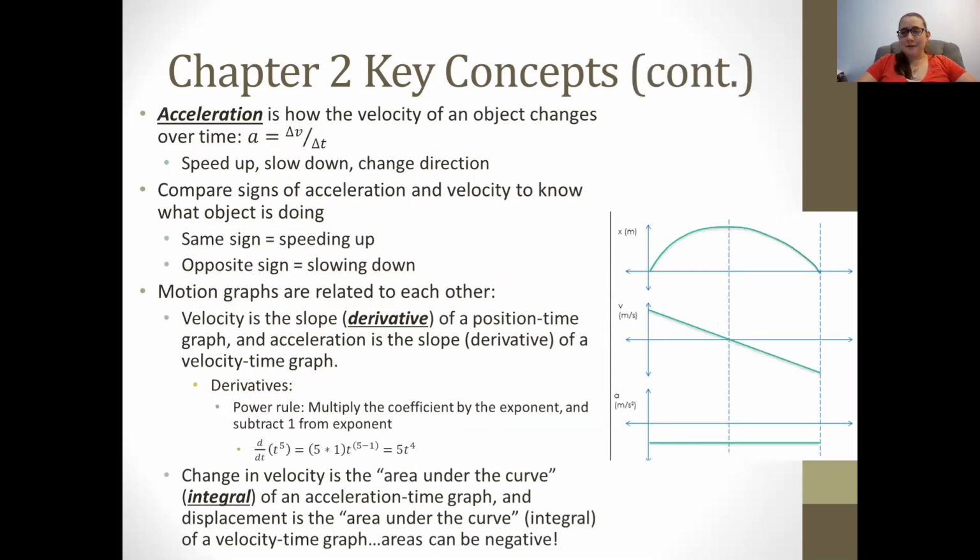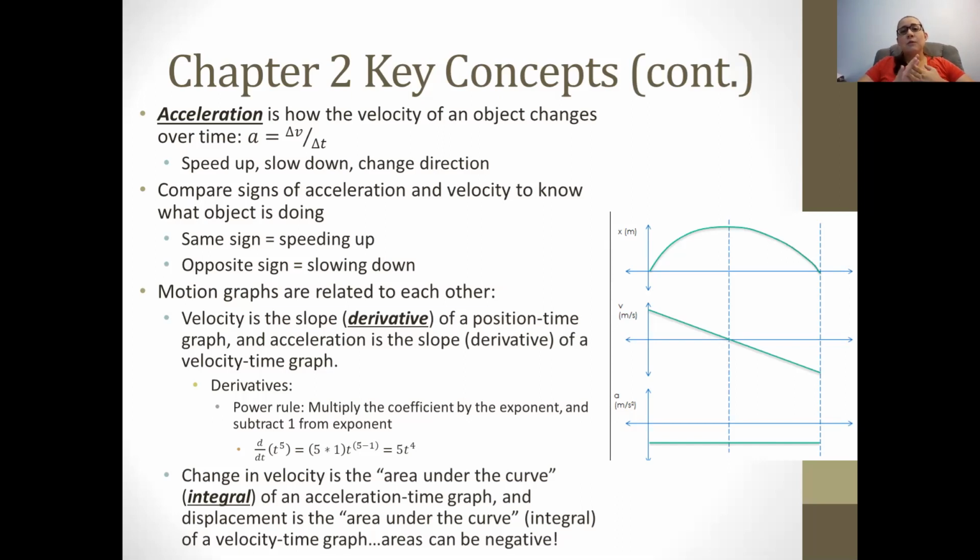So here, this stack of graphs that we saw in probably the end of week 1, week 2, this is our visual representation of motion, right? So position, velocity, and acceleration are all related to each other mathematically and graphically. Acceleration tells us how the velocity of an object is changing over time. So that's delta V. Remember, delta means the change in something. So the final velocity minus the initial velocity, divided by the change in time.